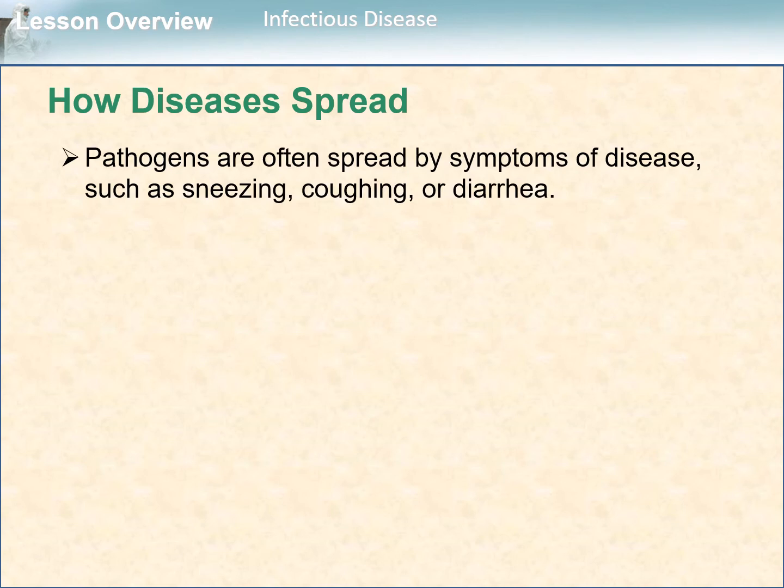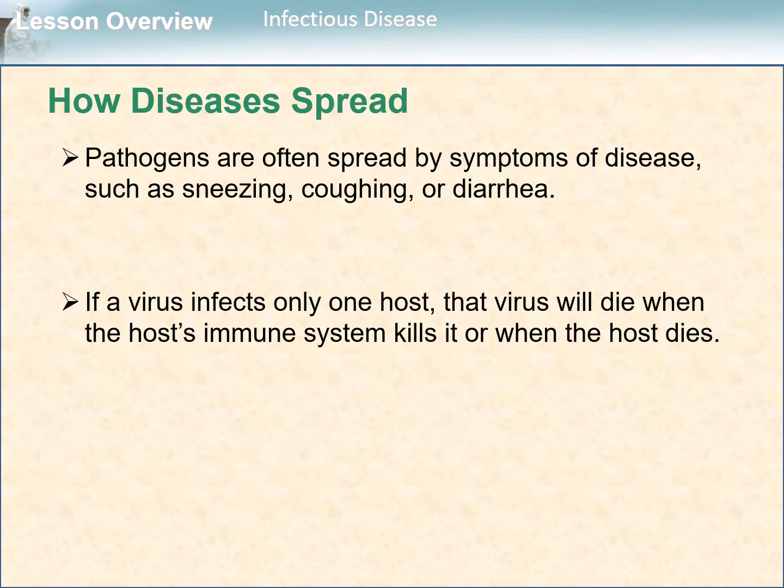Again, pathogens are often spread by symptoms of disease, such as sneezing, coughing, or diarrhea. In many cases, these symptoms are changes in host behavior that help pathogens spread and infect new hosts. If a virus infects only one host, that virus will die when the host's immune system kills it or when the host dies. For that reason, natural selection favors pathogens with adaptations that help them spread from host to host.